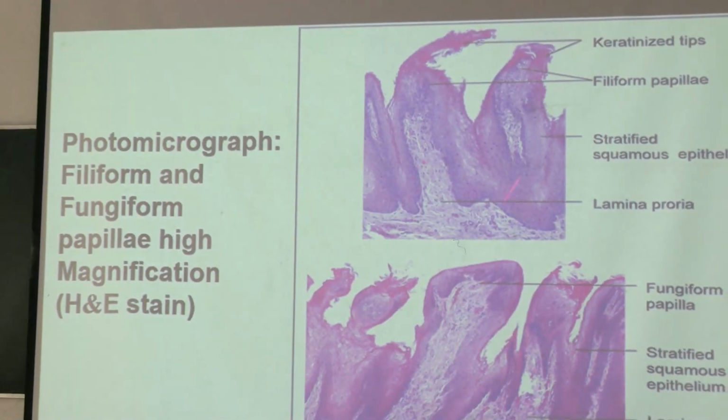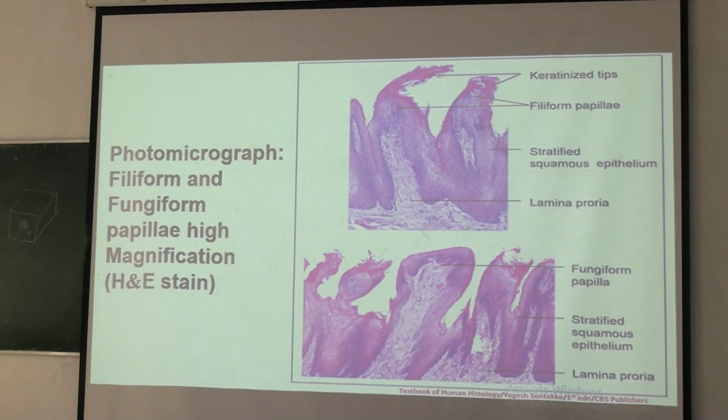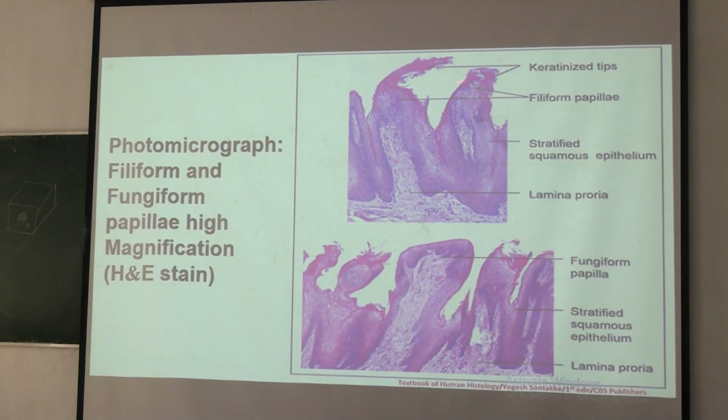See here, like this you will see under the microscope. So these are the filiform papillae, keratinized tips. This is one fungiform papilla and the rest are filiform papillae. So it is lined by stratified squamous epithelium. These are keratinized, this is non-keratinized. After that, here is the lamina propria.